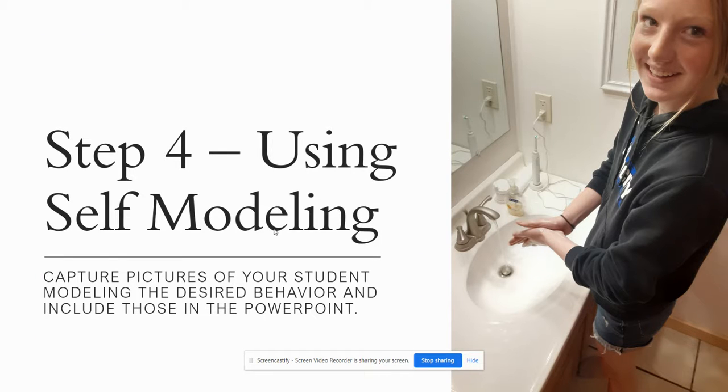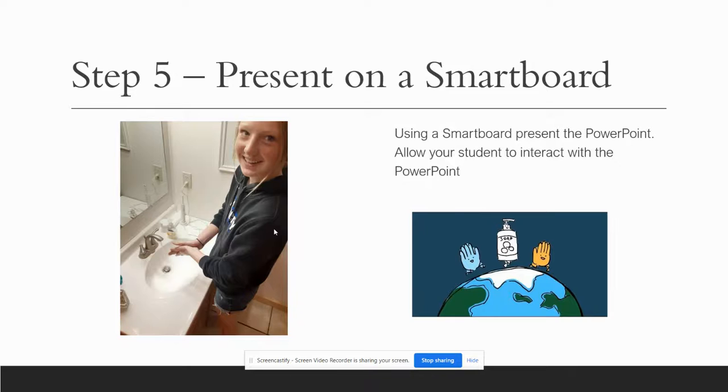Now, step 4 is using self-modeling. So you watched others do it in the slideshow. Now you can capture pictures of your student modeling the desired behavior and then put those images into your slideshow. Here we have a picture of my daughter washing her hands. I captured her lathering her hands up for 20 seconds. It's just a good way for students to actually see themselves doing the desired behaviors.